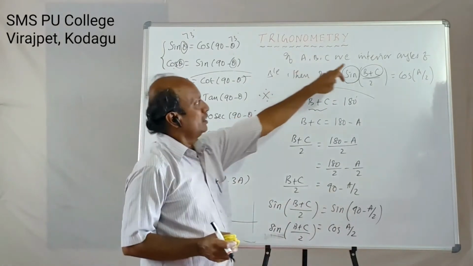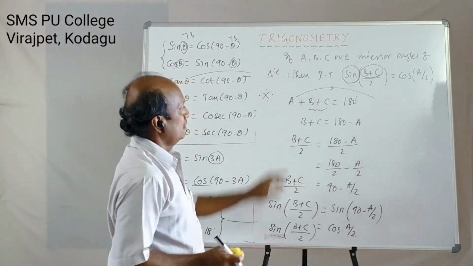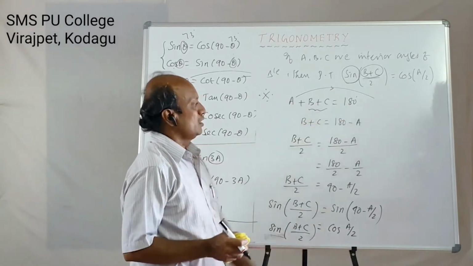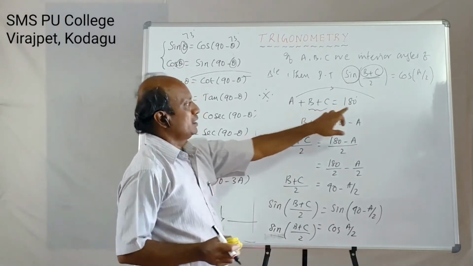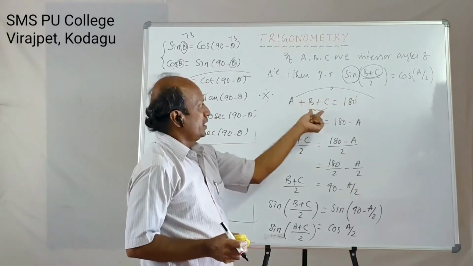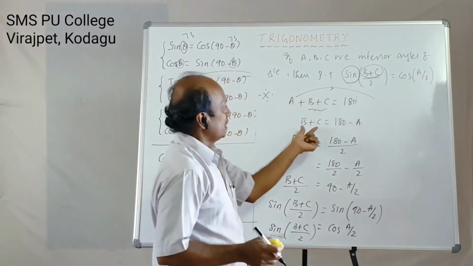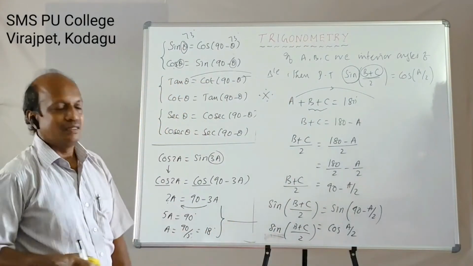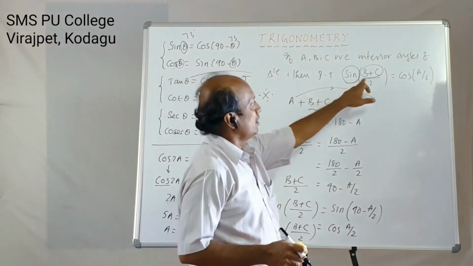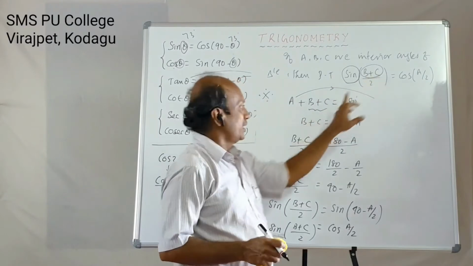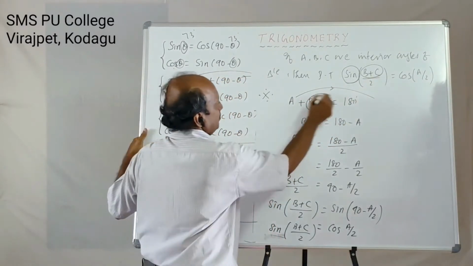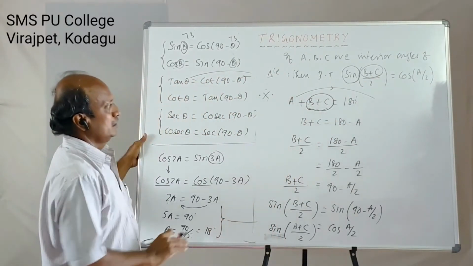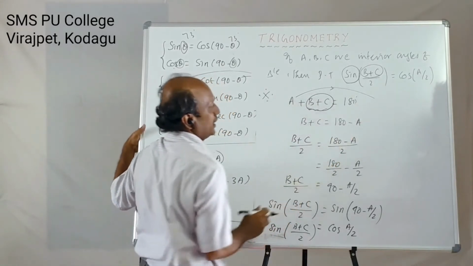But remember, A, B, C are interior angles of a triangle. Therefore, A plus B plus C is equal to 180 degrees. That is, the sum of the 3 angles of a triangle is 180. We require B plus C. Again, many students used to get confused. So how do we know whether A and B should be retained, or B and C, or A and C? Here, B and C is required. Therefore, retain B plus C as it is. B plus C is equal to, shift the other angle to the right hand side.